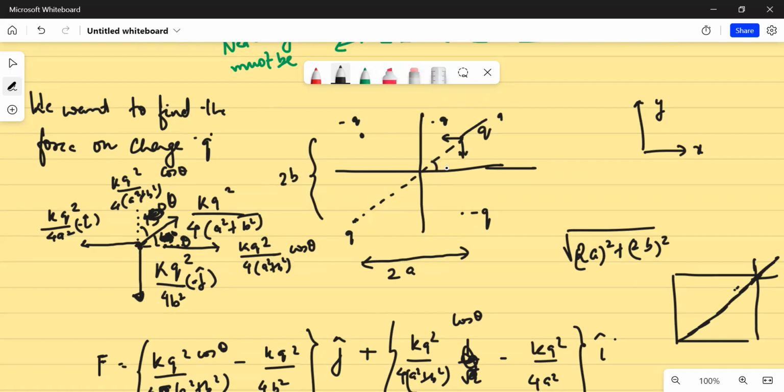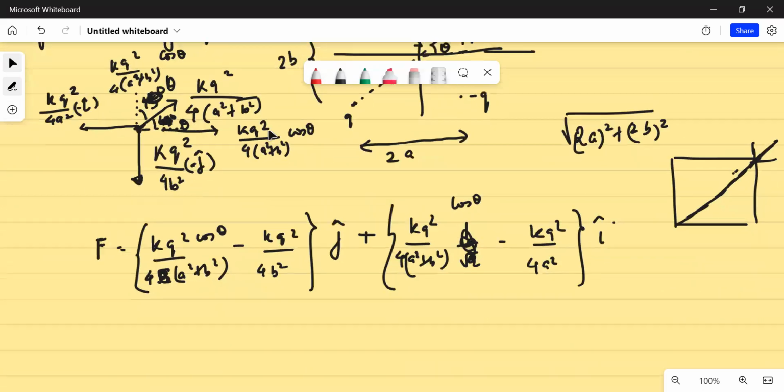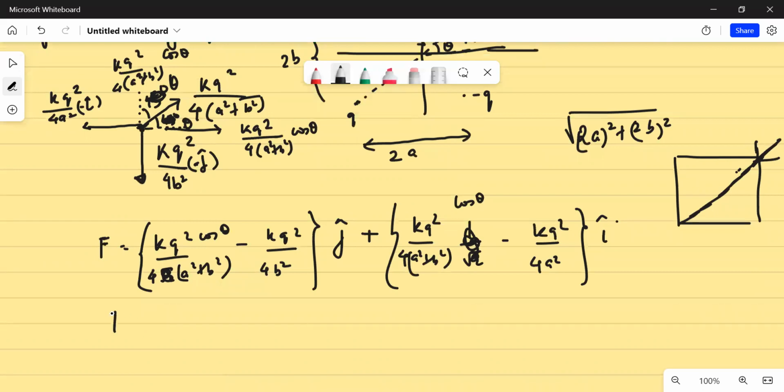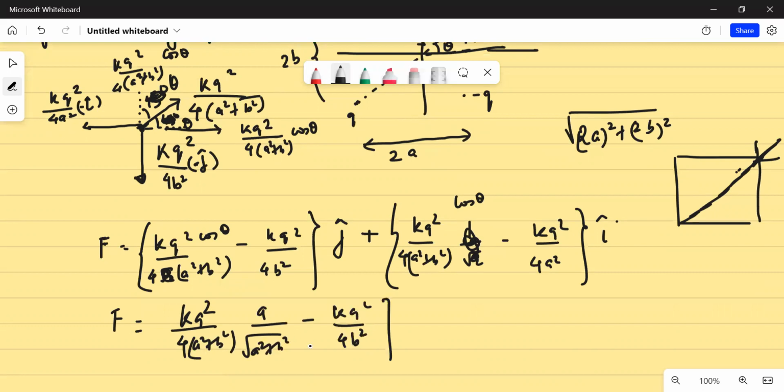So let's say this is your theta, और ये डिस्टेंस, ये q जो है वो कहाँ प्लेस्ड है? At a comma b. So this is a, this is b. This will be root over a square plus b square if I'm not wrong. So एक काम करते हैं, इसको ढंग से लिख लेते हैं. So cos theta would be a upon something. So I'll write kq square upon 4 times a square plus b square, again a upon root over a square plus b square, minus kq square upon 4b square j cap.